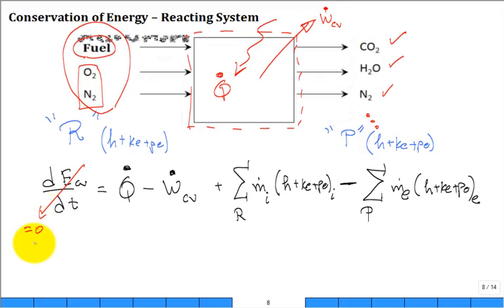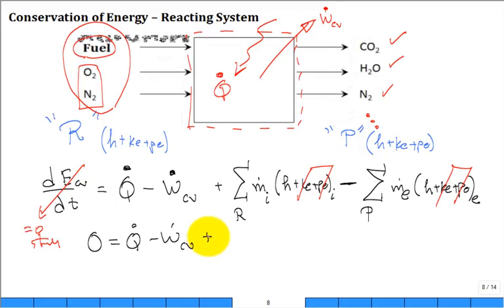Steady state. All right. Why do we often just forget these terms? We neglect changes in kinetic and potential energy. It's very common to do that. Okay. If you do that, then we get this equation. 0 is equal to Q dot minus W dot CV.